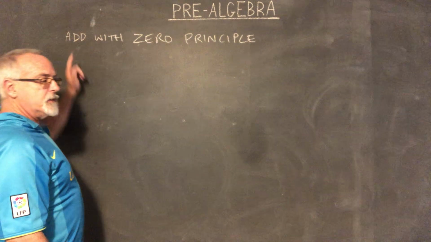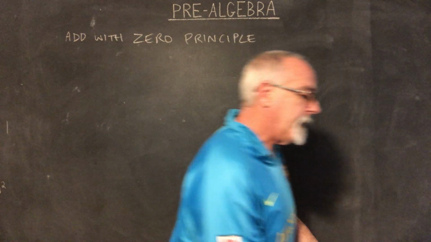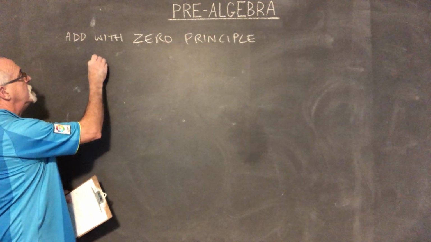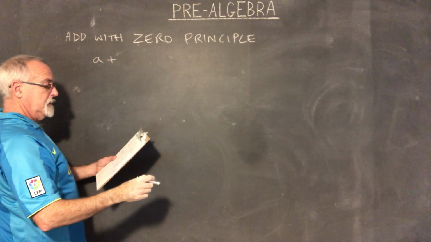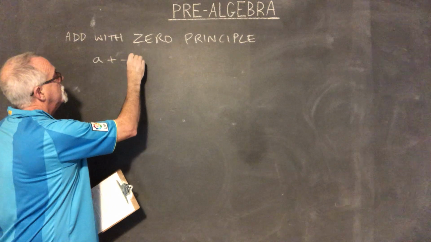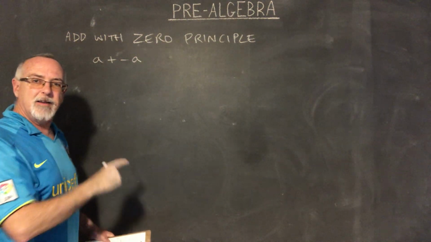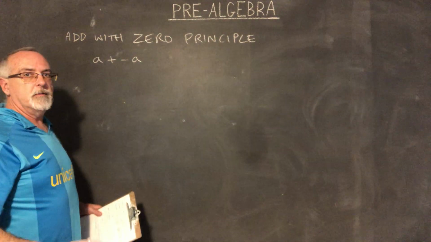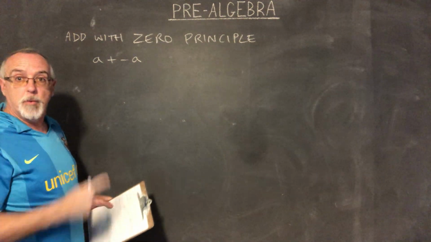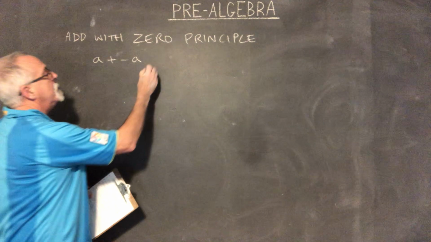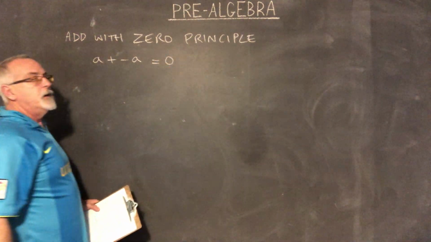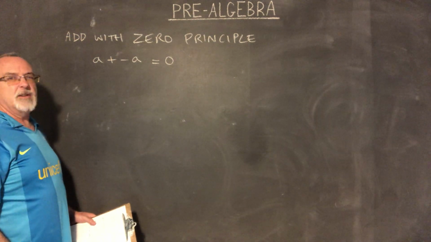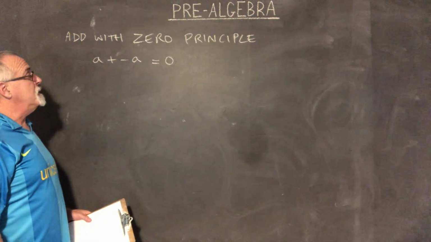Now, add with 0 principle. That is when you add a plus negative a. And I did accidentally put that as an example way earlier in this lesson, and then I erased it. No, I'm saving that for later. Well, now is later. A plus negative a equals 0. Okay, yeah. I think it's easier to see when you use the numbers though.